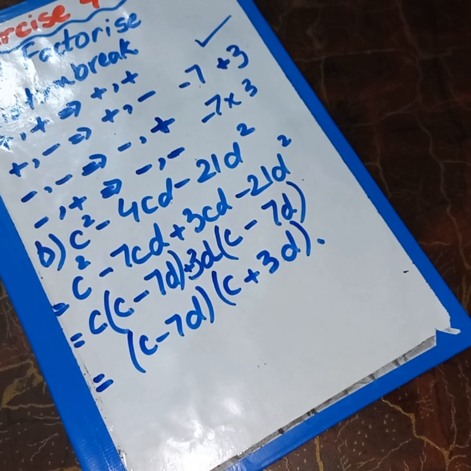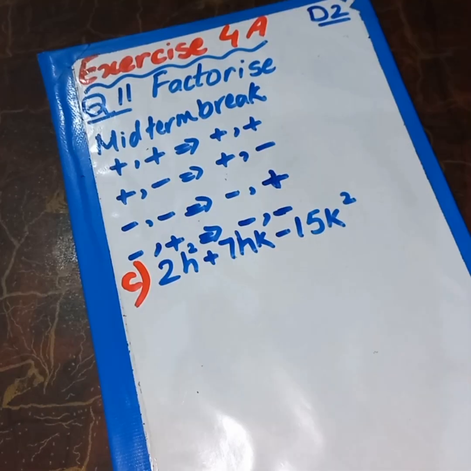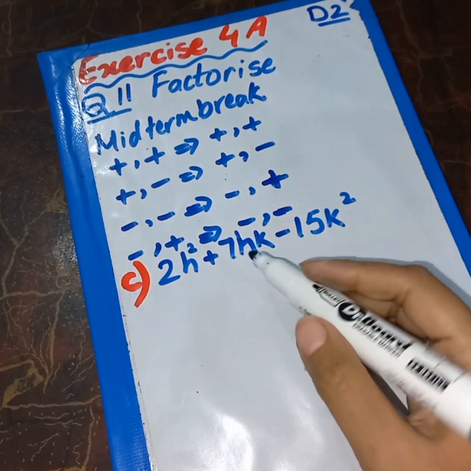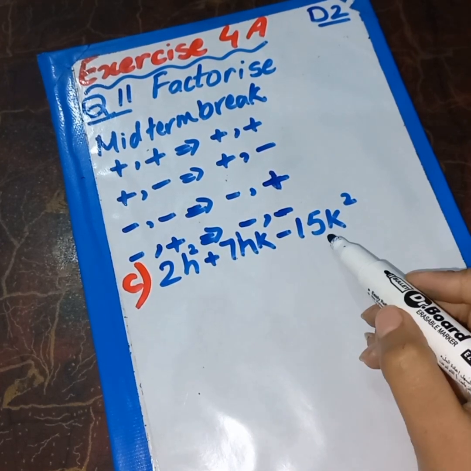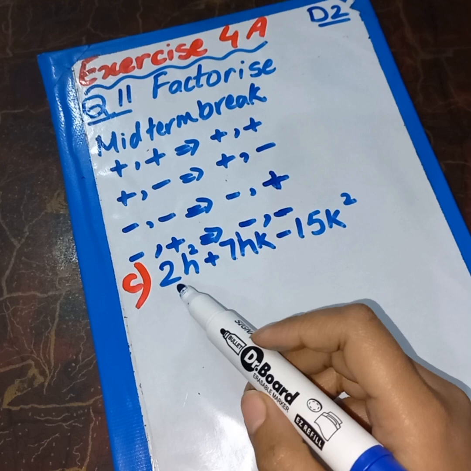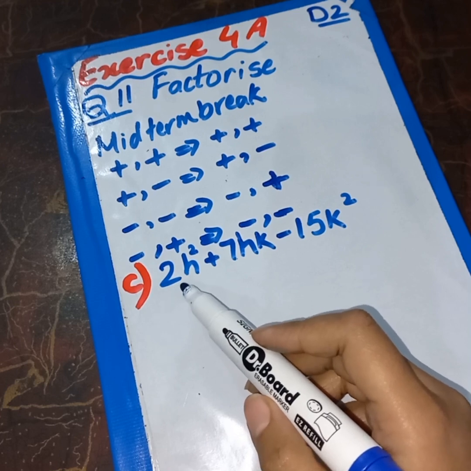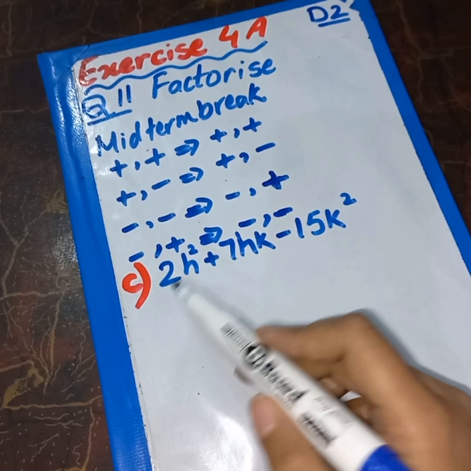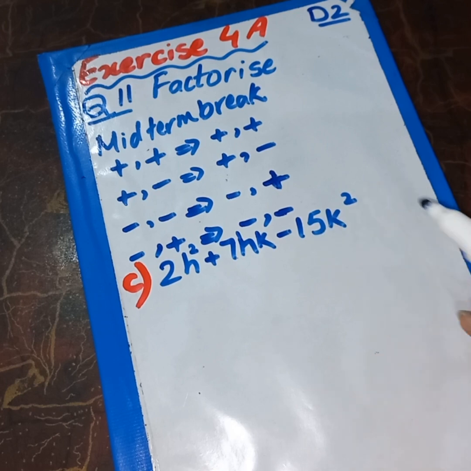Moving toward the C part. Now in C part, you have 7hk here, 15k square here, and 2h square. Now there is a coefficient of h square. So what you need to do, you need to multiply this 2 with this 15. It will give you 30.